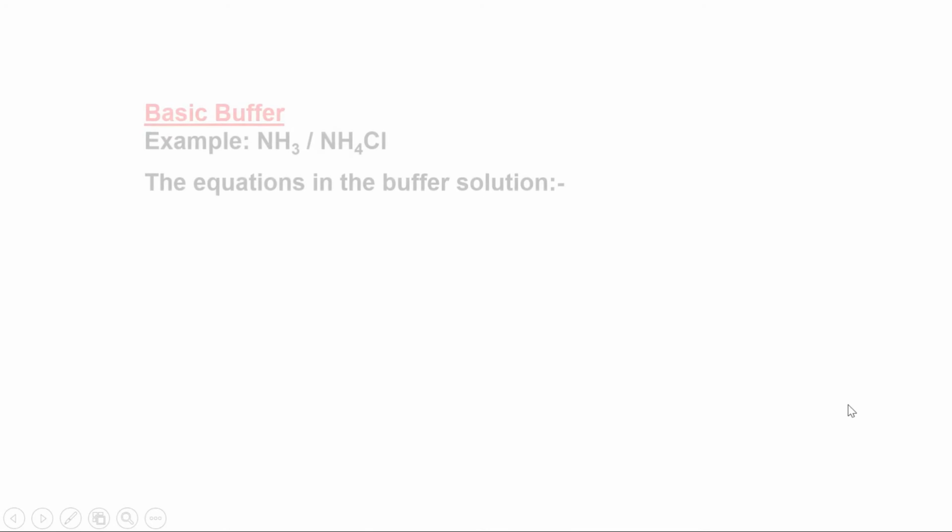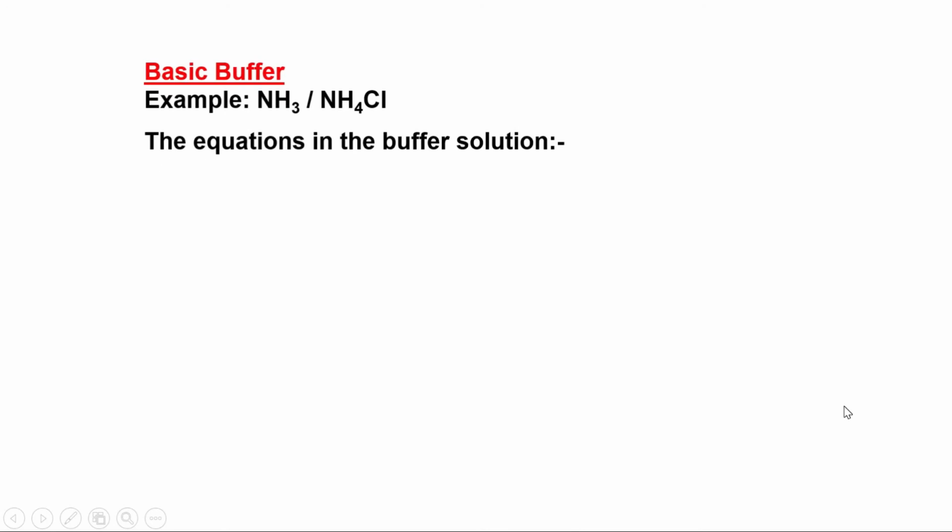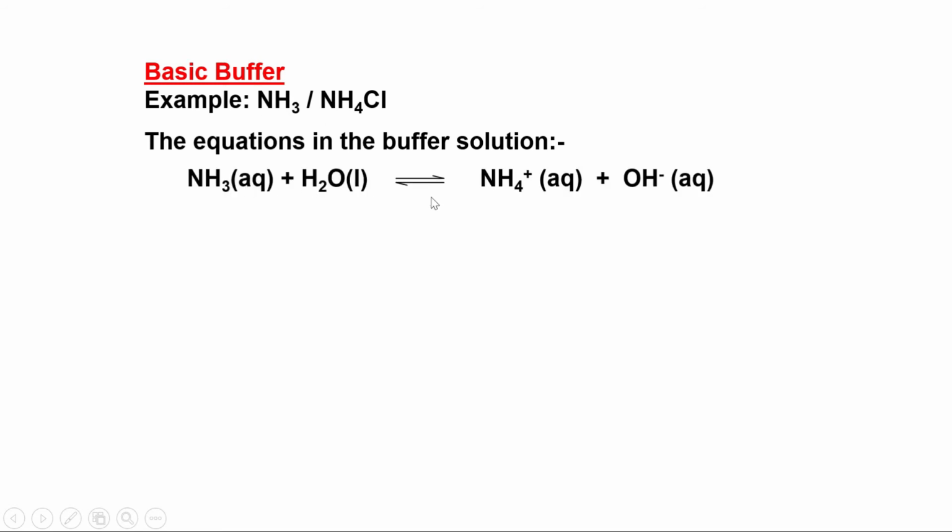So we move on to the basic buffer. A basic buffer, for example, is made up of ammonia and ammonium chloride. First, we must write down the dissociation equation for ammonia. Ammonia reacts with water and dissociates partially. Since ammonia is a base, it accepts a proton, so water will lose its proton, forming OH minus. So this is the dissociation equation for ammonia.